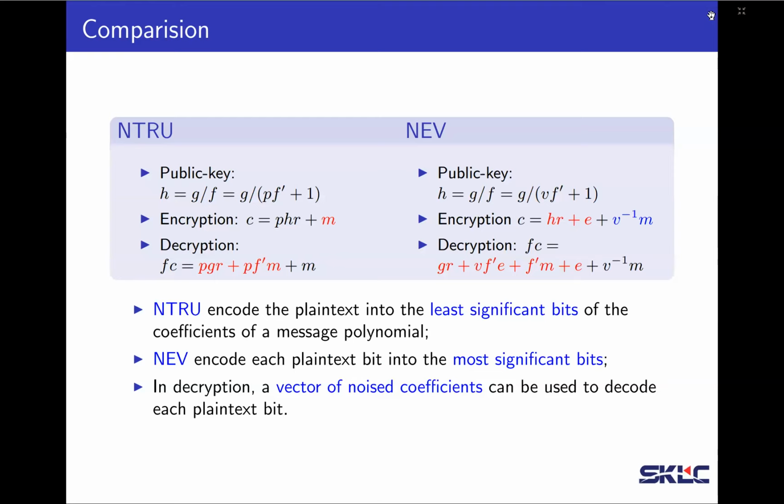Let's see the comparison between NTRU and our scheme. The public key generation is almost the same. We simply replace the small integer p with a small polynomial v. And for encryption of our scheme, the ciphertext equals h times r plus e plus the inverse of v times m, where h r plus e is a ring LWE sample. And for the encoding of NTRU, we can find that NTRU encodes each message bit into the least significant bits of the coefficients of the message polynomial, but we encode each message bit into the most significant bits of multiple coefficients of the message polynomial. And then finally, in the decoding process, we can use a vector of noise coefficients to decode each message bit.